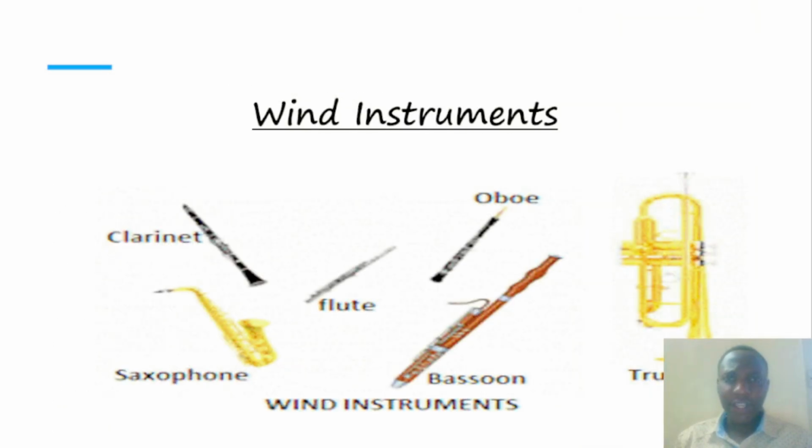And here is an illustration of all these wind instruments that we have commonly in our daily life. As you can see, there's the clarinet, the flute, the saxophone, the bassoon, the trumpet, and the oboe. So all these are just examples of the wind instruments that we have in our daily life.